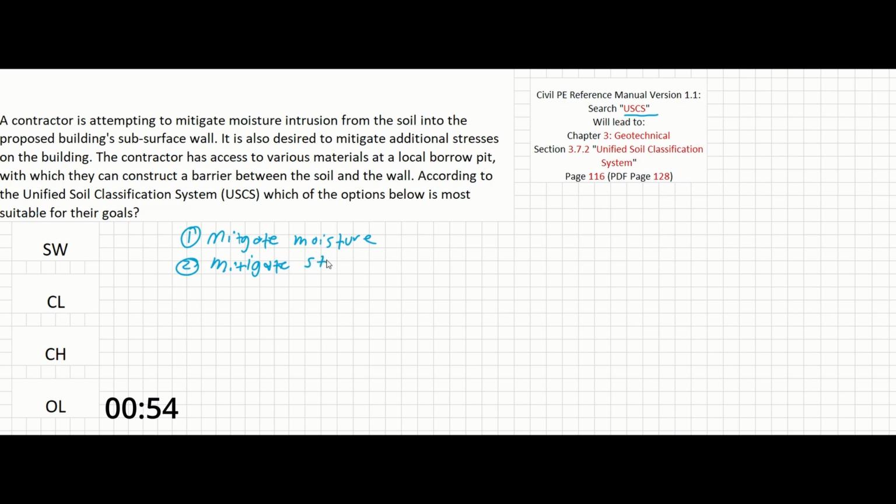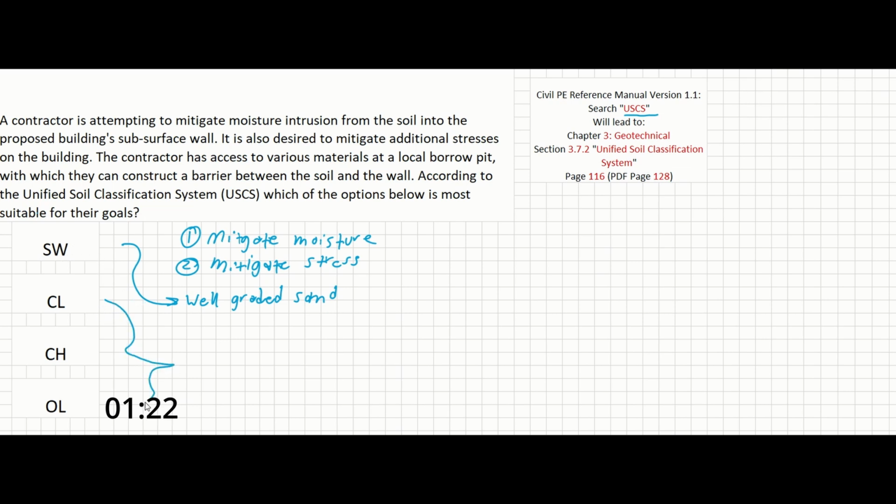First, the chart tells us that SW is a well-graded sand. This is usually used in drainage, so would serve the opposite purpose of our goal of mitigating moisture intrusion. This sand would allow moisture to easily pass through it, which is a good thing if our stated goal was to drain moisture rather than prevent its intrusion. It can also be more stable than other soils.